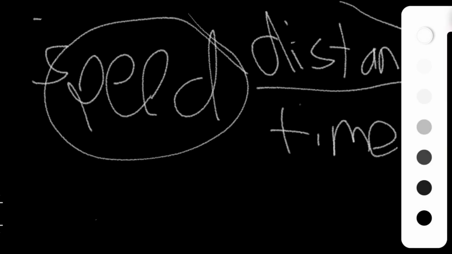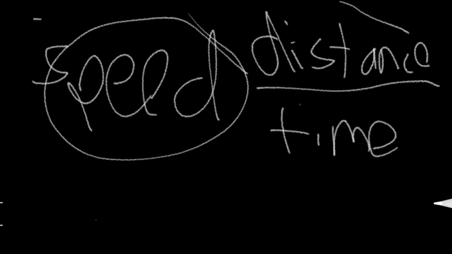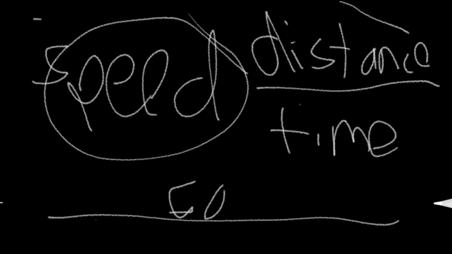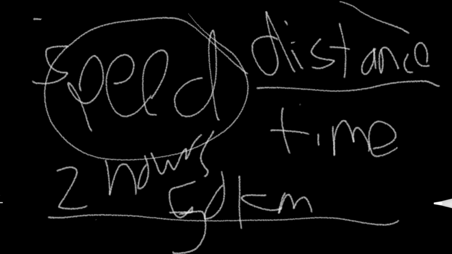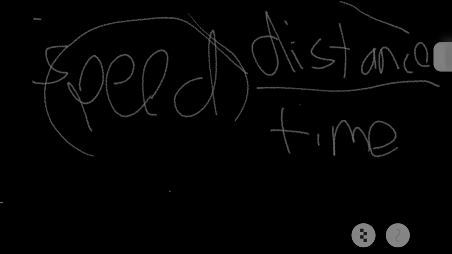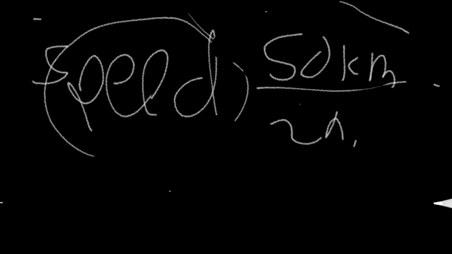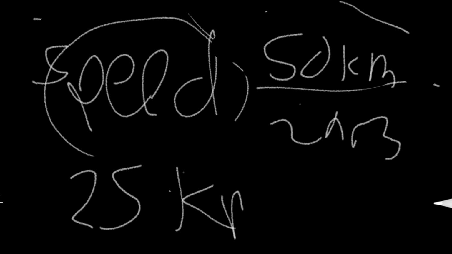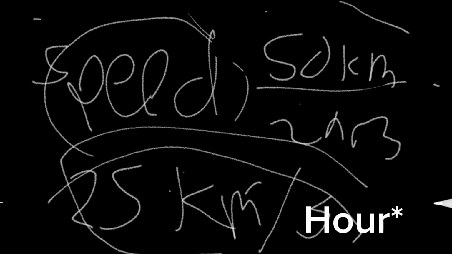So for example, Bob travels a distance of 50 kilometers in 2 hours. According to our formula, distance over time, we divide 50 kilometers by 2 hours. So 50 divided by 2 is 25. So 25 kilometers per hour. That is how you get the speed of an object.